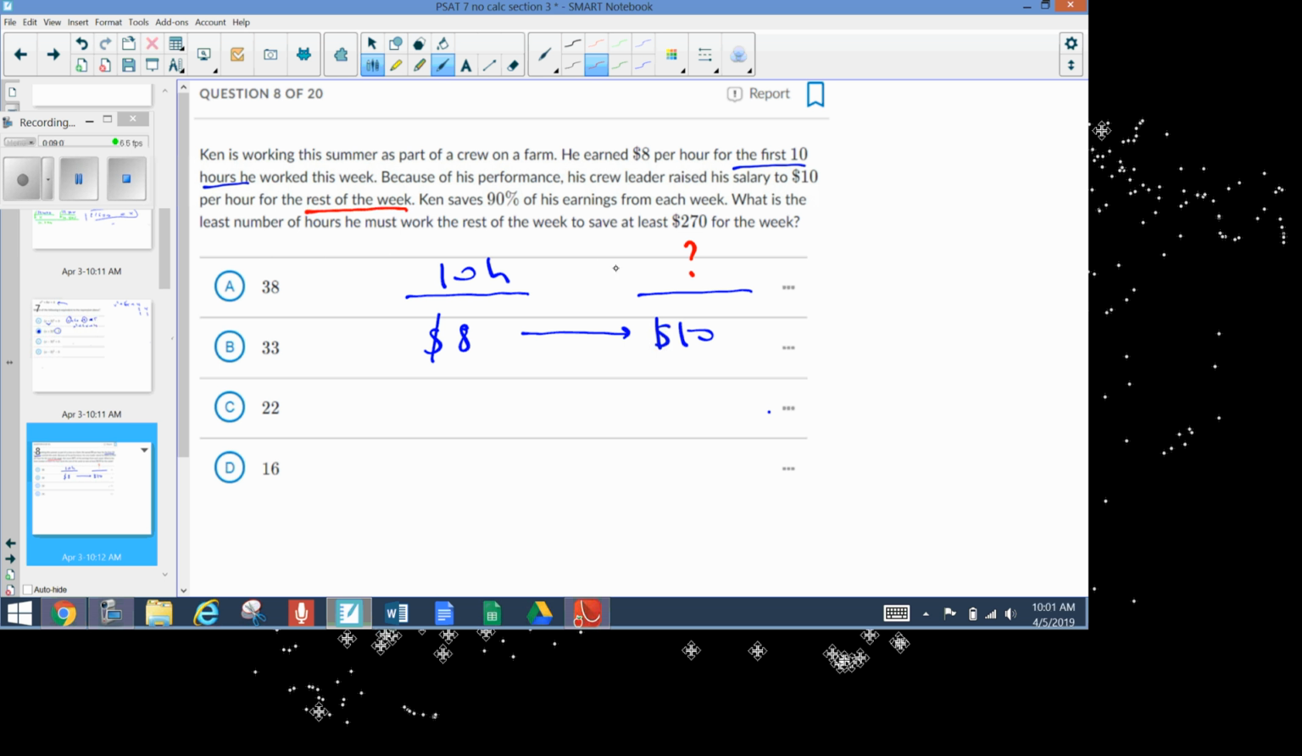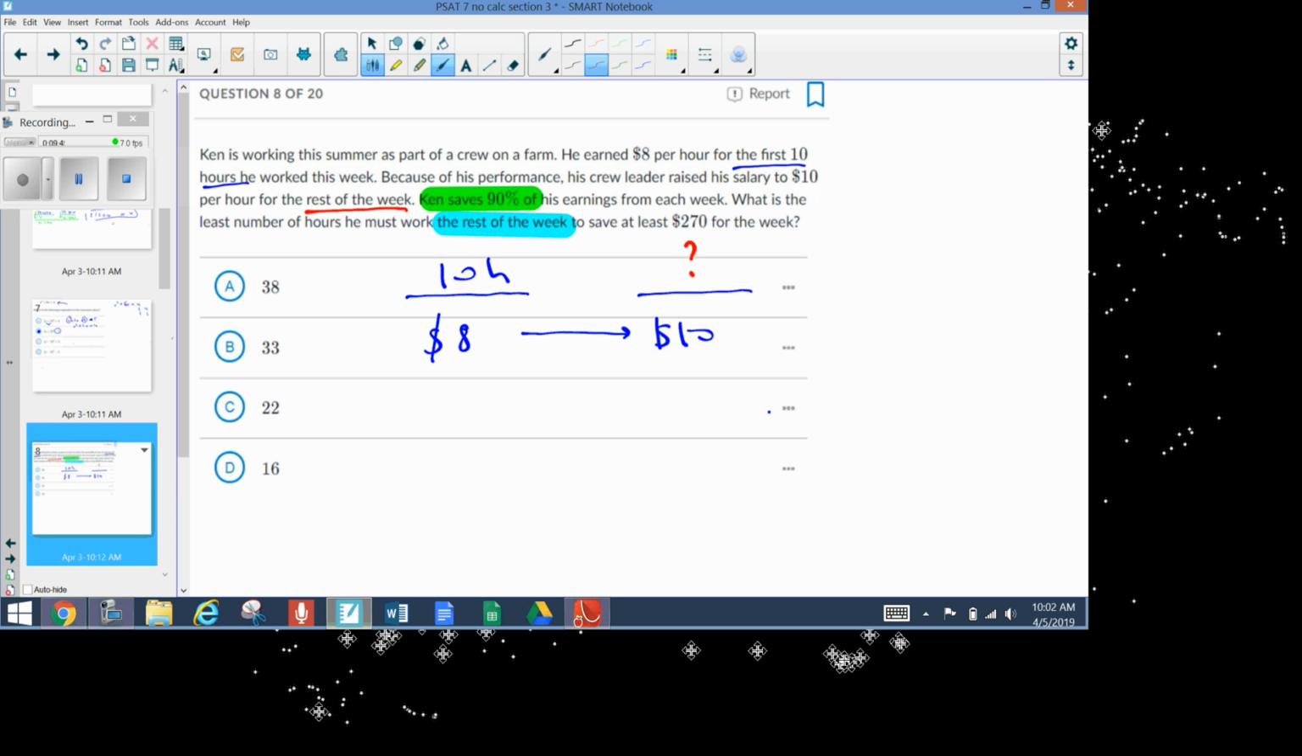Ken saves 90% of his earnings from each week, so that means he spends 10% of his weekly salary. He spends 10% for books or, I don't know, professional development things. He spends that money for nice things. Okay, 10%. What is the least number of hours he must work the rest of the week? Keyword is here: the rest of the week. To save at least $270. And this is also important because he doesn't save everything. He just saves 90%.